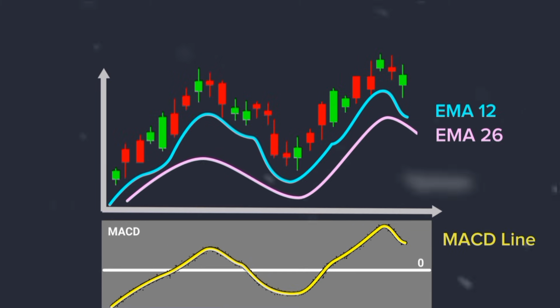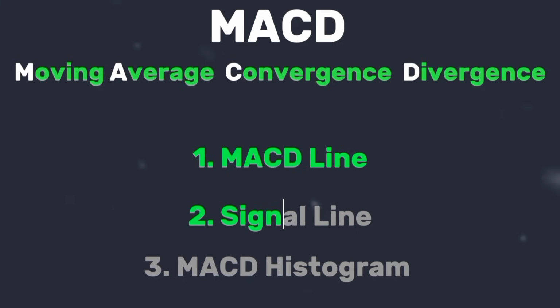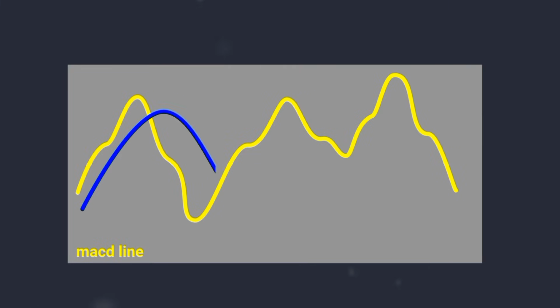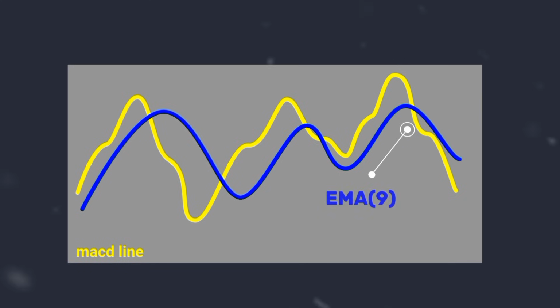When the MACD line is above the zero line, it suggests bullish momentum, and when it's below, it indicates bearish momentum. 2. Signal line. The signal line is a 9-period exponential moving average of the MACD line, used to smooth the MACD's fluctuations.